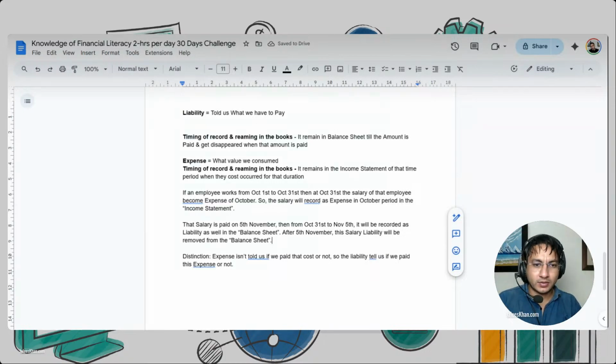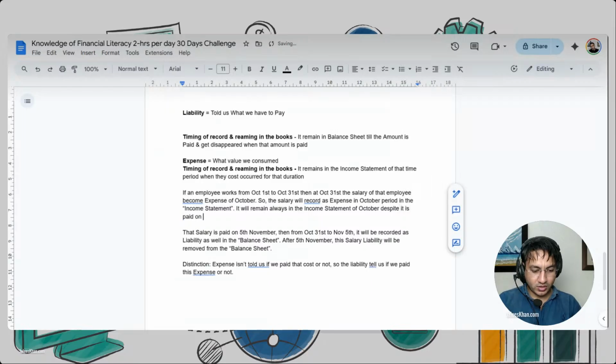It will remain always in the income statement of October, despite it being paid on 5th November.